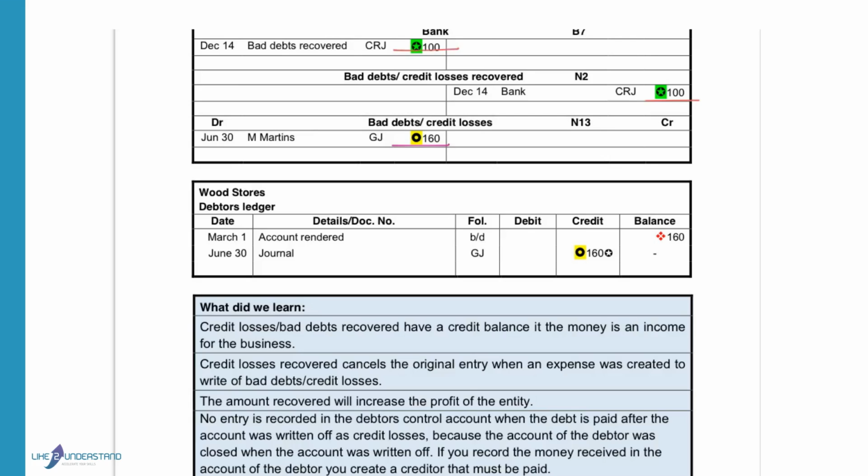bad debts recovered. In the debtors ledger, you showed the 160 Rand when we closed off the account because we wrote off bad debts, and there was no balance left over in that account. So after we wrote off bad debts, you can never record an entry in the debtor's account because then you will create a liability. Bad debts recovered must have a credit balance because all income in the business has credit balances.